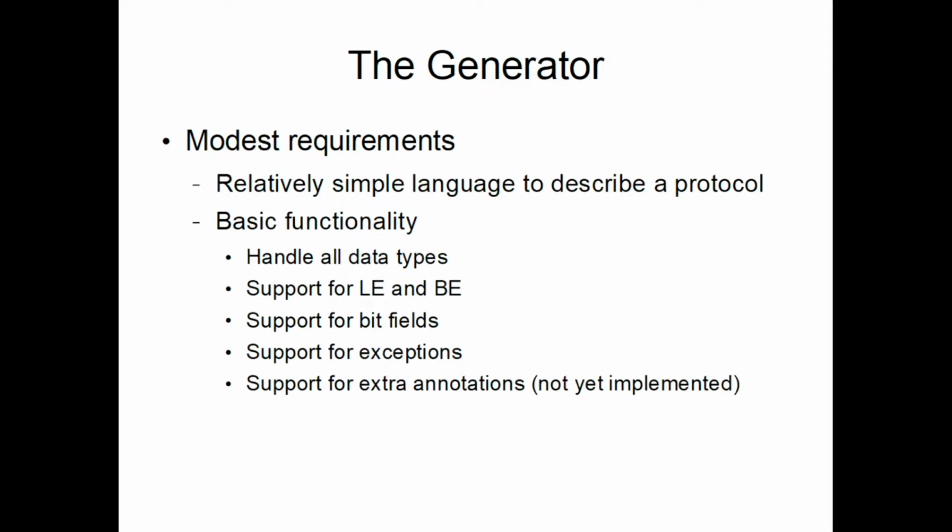It should handle little endian and big endian versions, and you should be able to mix and match them, because there are some protocols that do mix and match little endian and big endian. And 802.11 has a tiny amount of mix and match in that sense. It should support bit fields, as I mentioned. It should support exceptions, and we'll see that in a short while.